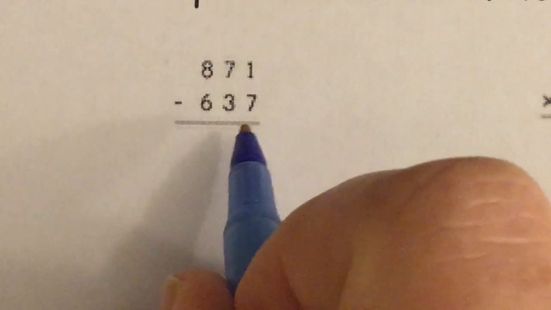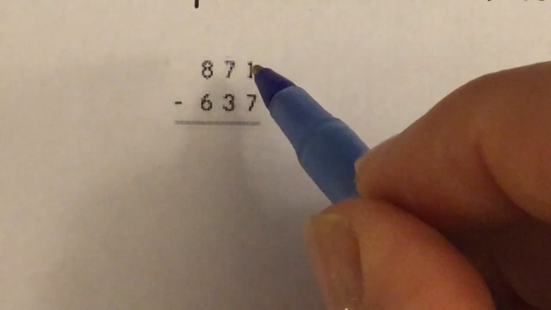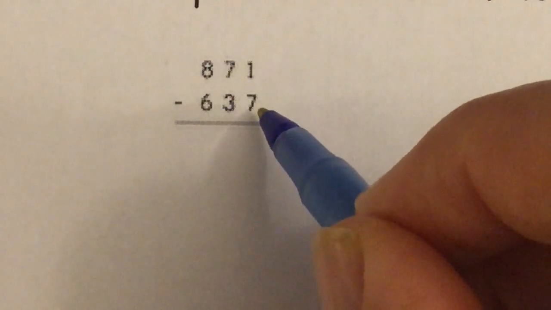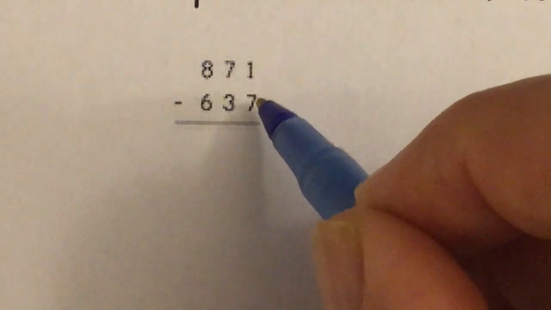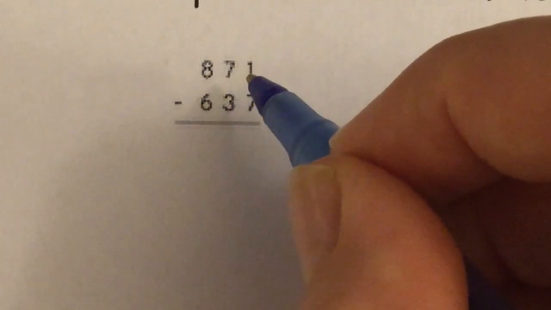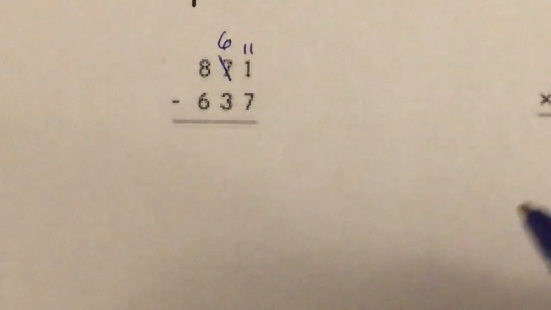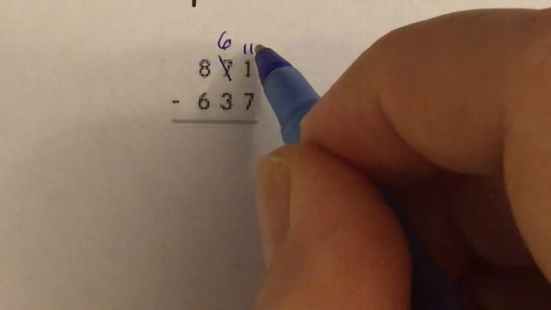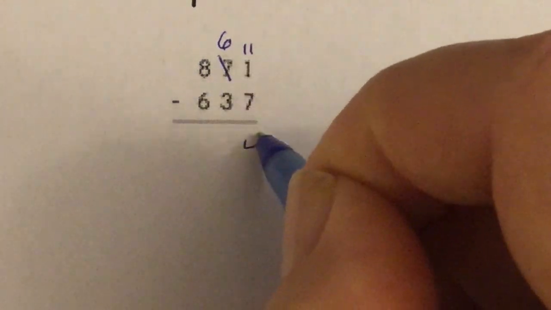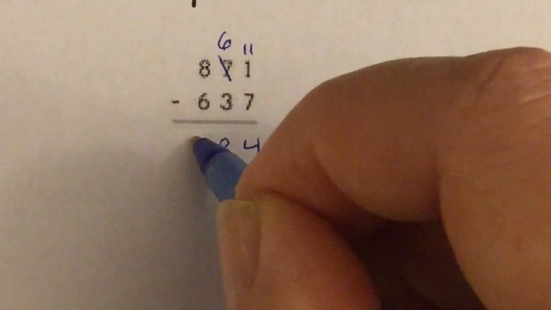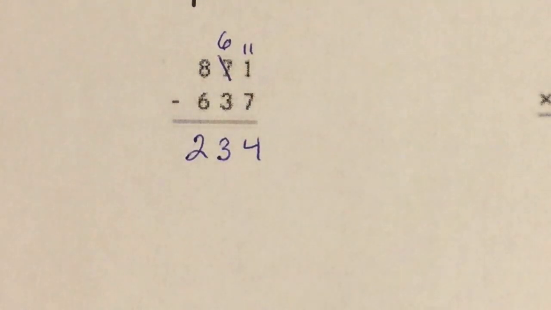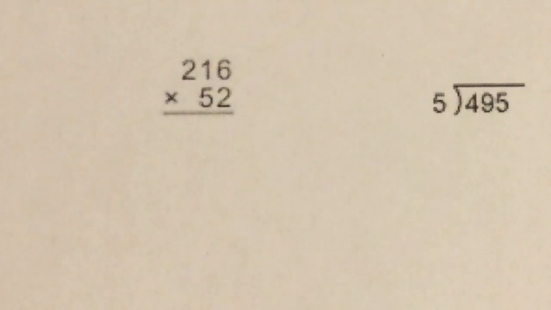Next is subtraction. Again, start at the right and we'll move our way over. So we try and do 1 minus 7, but you can't subtract 7 from 1. So what we need to do is borrow or regroup. We borrow what is basically a group of 10 from the next column. So that would make this a 6 and would make this an 11. So now we can do 11 minus 7 is 4, 6 minus 3 is 3, and 8 minus 6 is 2, so 234.